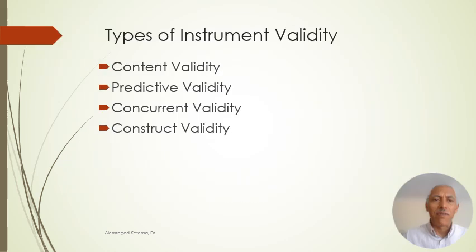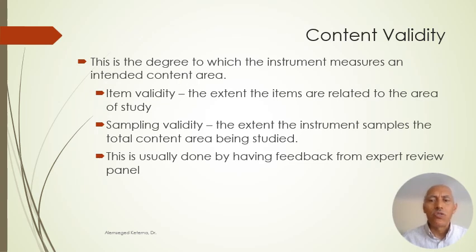Okay, so that's validity. There are several types of instrument validity. I'll briefly talk about content validity. Content validity, predictive validity, concurrent validity, construct validity, all of these are different ways of checking for validity in an instrument. Looking at content validity, this is the degree to which the instrument measures an intended content area. It looks at your instrument: is it measuring that area correctly, adequately? Item validity is one of them under this one.